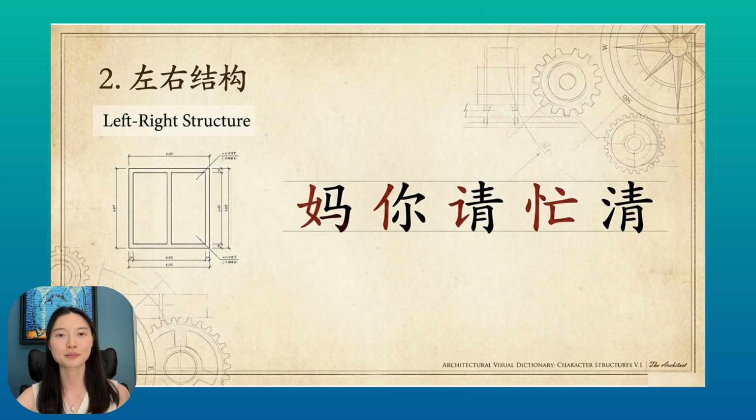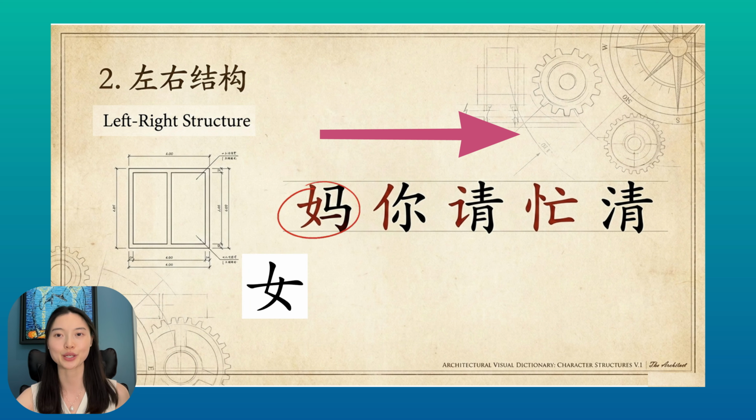Blueprint number 2, the most common structure in all of Chinese, 左右结构, 2 components side by side, left to right. Now, here's the most useful shortcut in this whole episode. In left to right characters, the left side is almost always the radical, the meaning. The right side usually hints at the sound. Left for meaning, right for sound. Look at 妈 again. 女 tells you it's related to a woman. 马 tells you it sounds like ma. Mother, 妈. Though this rule isn't 100%, it works often enough to be your first instinct every time you meet a new left-right character.